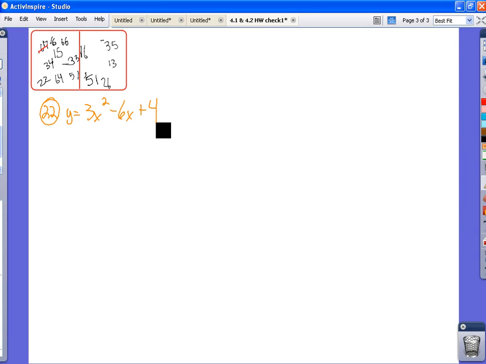Intersects an axis of symmetry. No. I think we did. I have it circled in my book. 21 through 24. Which is 22.